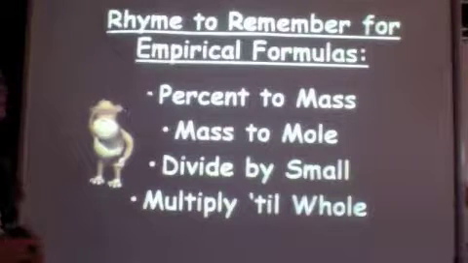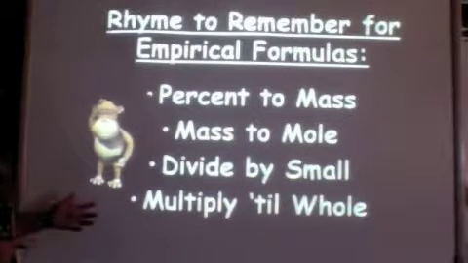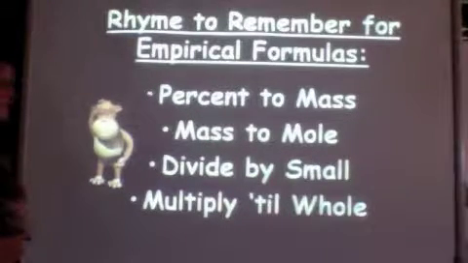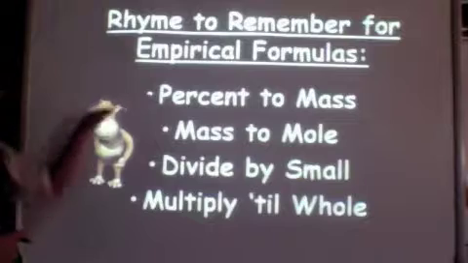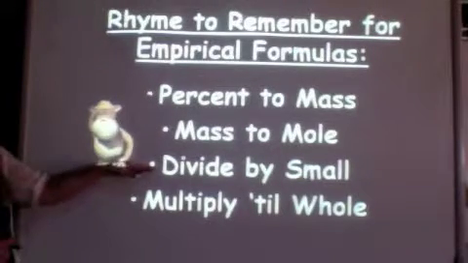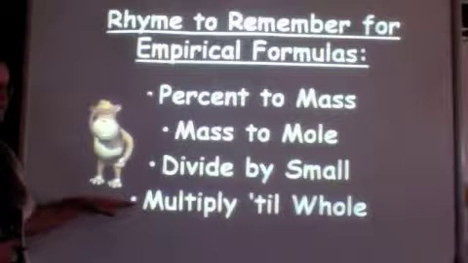So for empirical, the way to remember the steps is simply remembering this little rhyme. Percent to mass, mass to mole, divide by small, multiply to whole. So step 1, percent to mass. Step 2, mass to mole. Step 3, divide by small. Step 4, multiply to a whole.